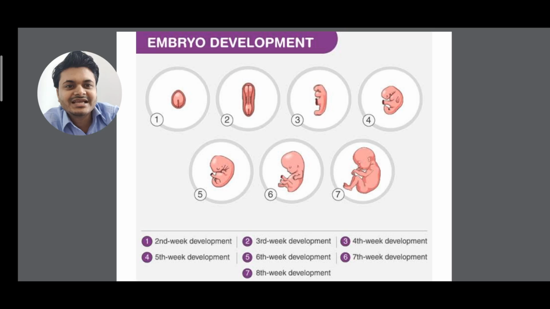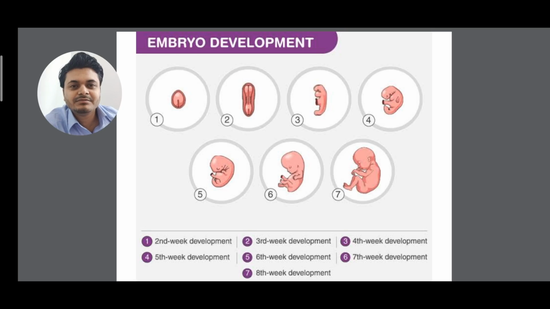So the first one is the 2nd week, then the 3rd week, then the 4th week, then the 5th week, then 6th, then 7th, and then the 8th week. You can see the figure so nicely given, the zygote, clear, how it is being transformed into an embryo. You can see how the changes are taking place in different weeks, clear.